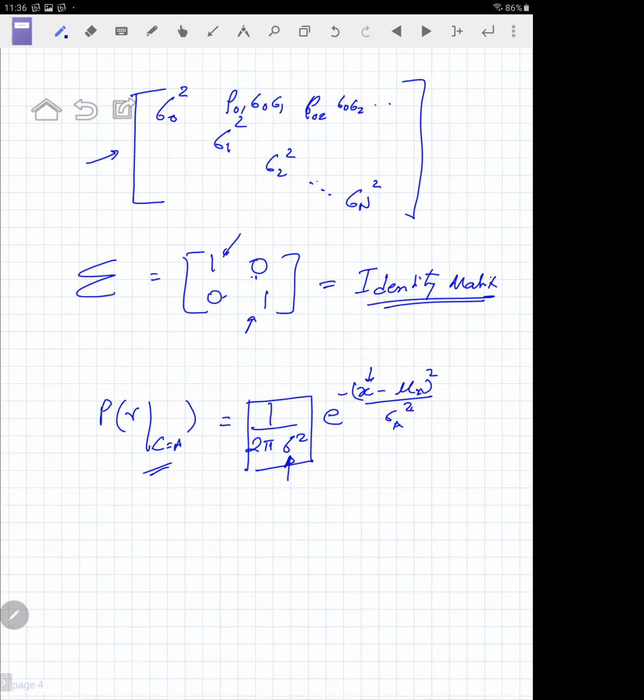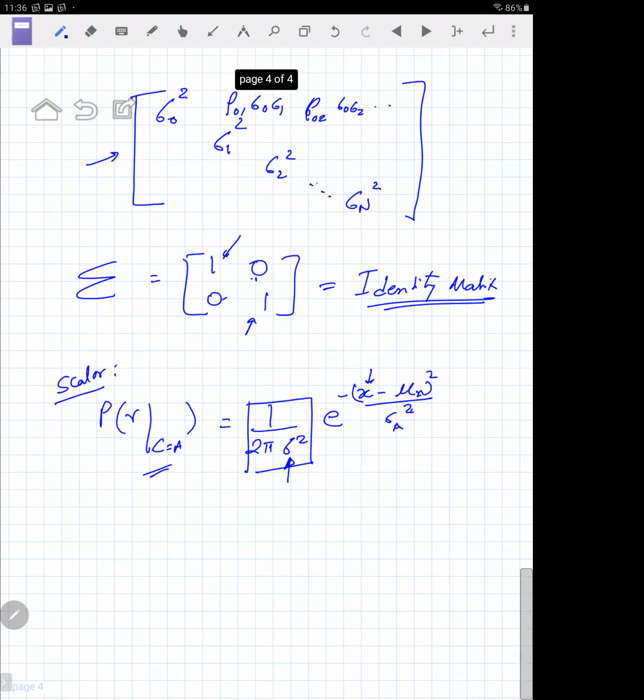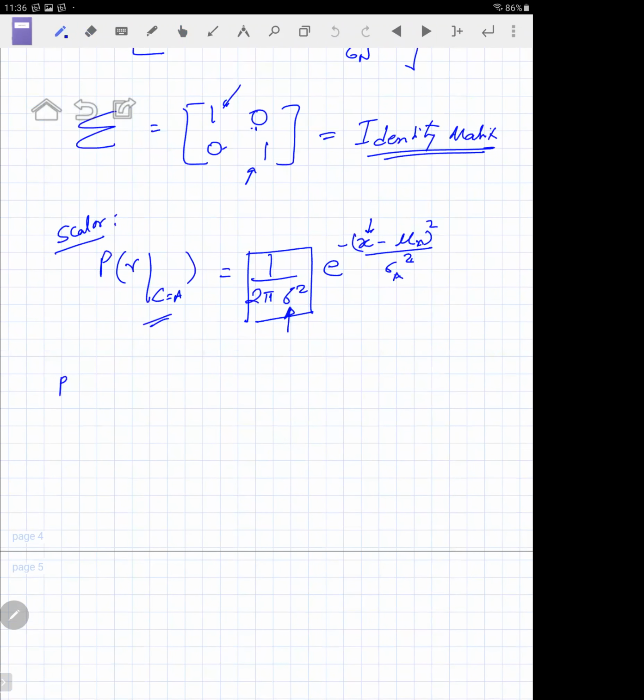For a scalar variable, this is our PDF, and for the vector, we will have probability of r comma t given c equal to a is equal to 1 over 2 pi. We have an operation called a determinant operation.